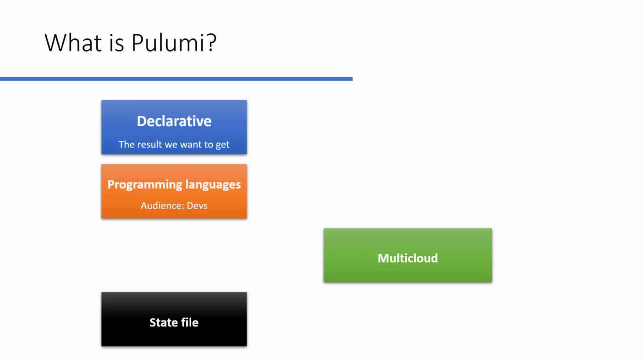Pulumi can express an infrastructure that can be deployed on multiple clouds, whether Azure, AWS, GCP, or Kubernetes. And Pulumi uses a state file, or a state backend, we'll get back to this later, in order to identify what needs to be done to reach that state.